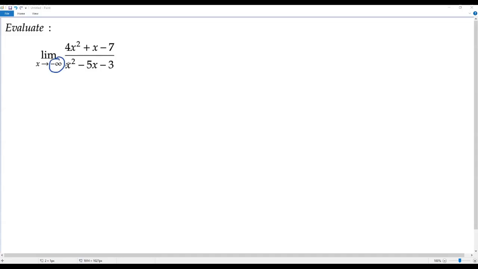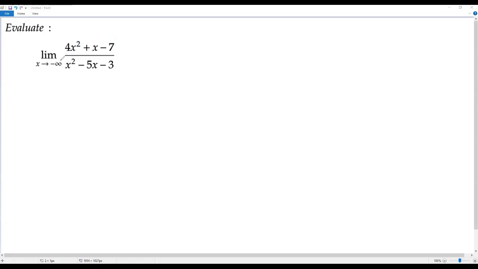Whenever we have negative infinity as a limit for x, we have to be very careful with the sign that we are going to get as a result. For that, first we have to decide the sign of the numerator. To get the sign of the numerator, we just have to look at the leading term, which means the term which contains a variable with the largest exponent.